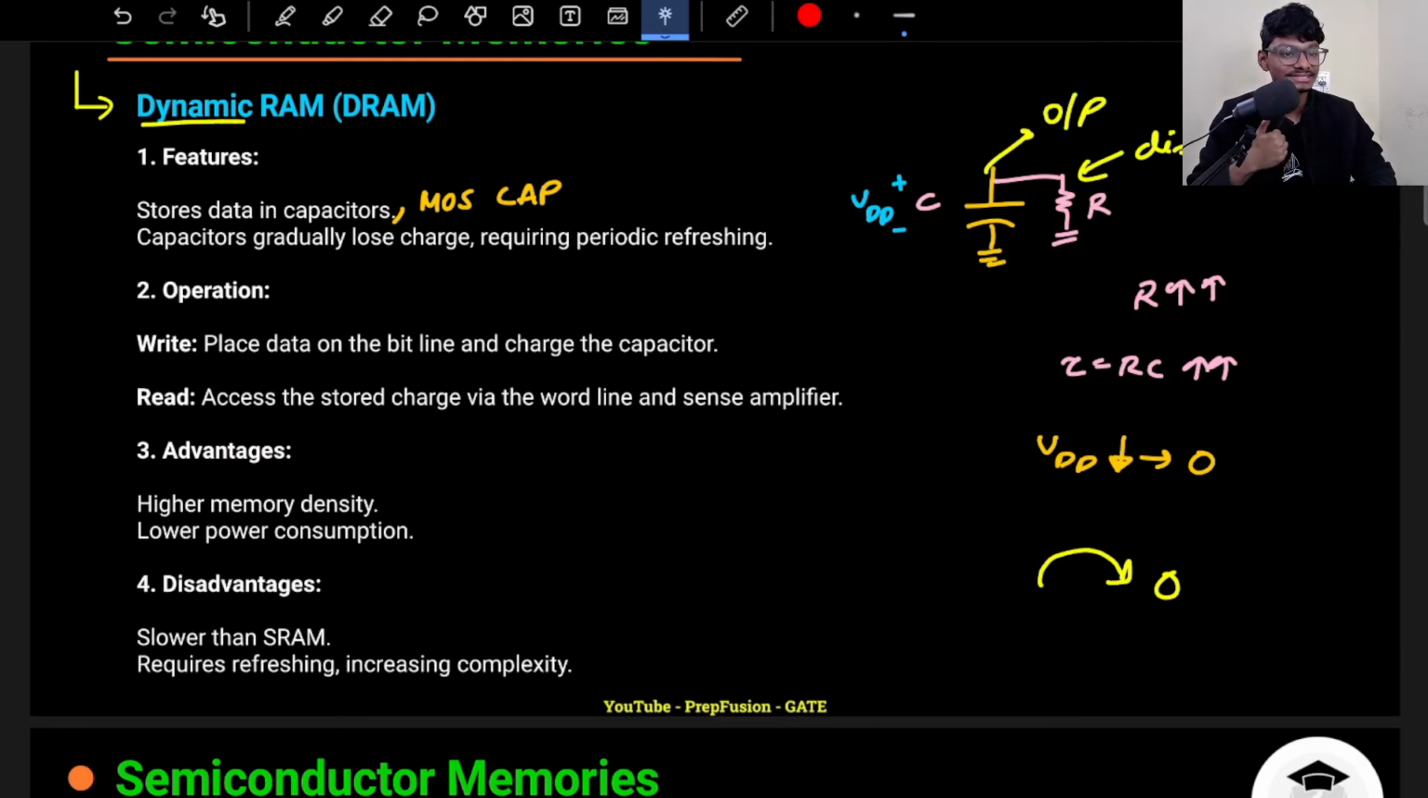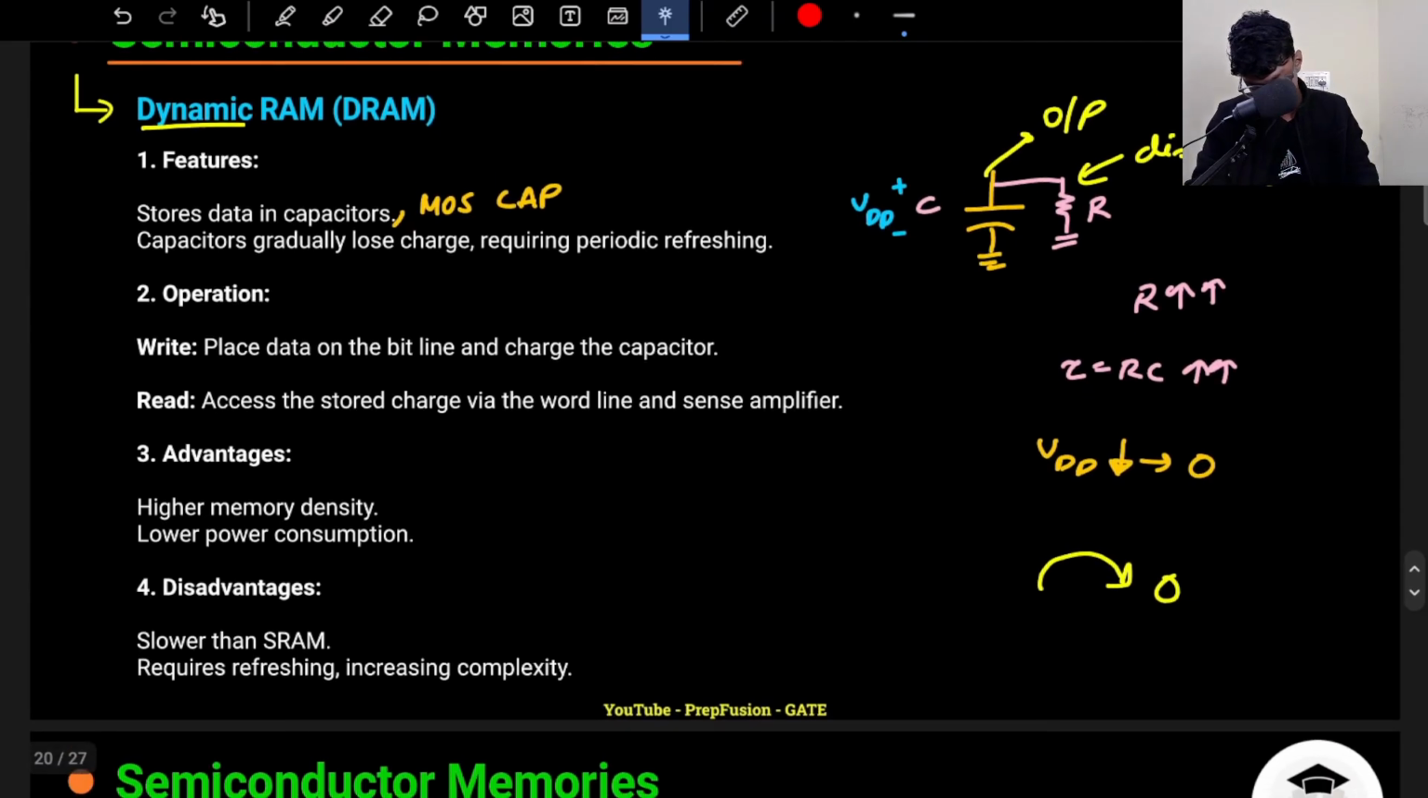But the problem is it is slower than SRAM, because I need to refresh it every time. It becomes slower than SRAM, and obviously this problem of refreshing is there. That's why we generally don't prefer this. We have to refresh it, and it increases the time as well. So that's why it is slower. But it has high memory density, because it has fewer components.